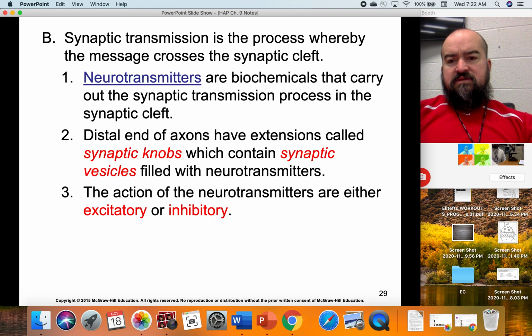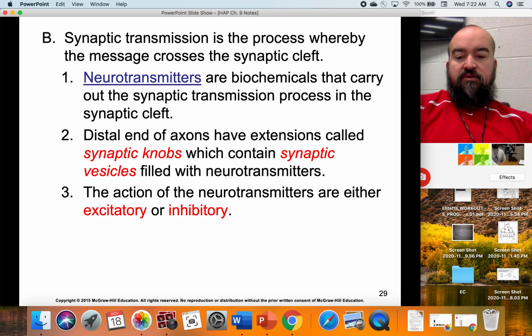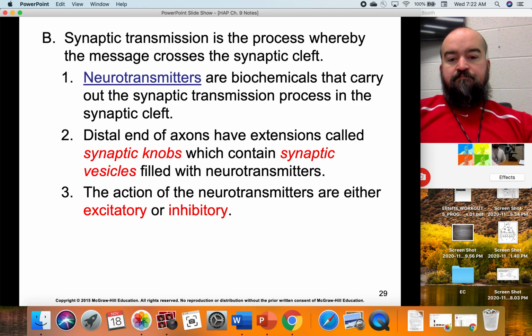At the synapse, there are neurotransmitters inside of the presynaptic cell. They're kept inside of synaptic vesicles, which are like little sacs. And then they bind to the cell membrane of that presynaptic cell and release their neurotransmitters out into the synapse.